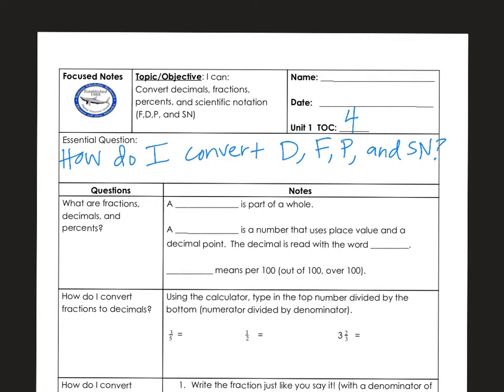Okay, what are fractions, decimals, and percents? So with this first part of the notes, we're just going to be talking about fractions, decimals, and percents, and then we'll move on to scientific notation, and we'll make sure to define that before we work with it. So a blank is part of a whole, that is a fraction.